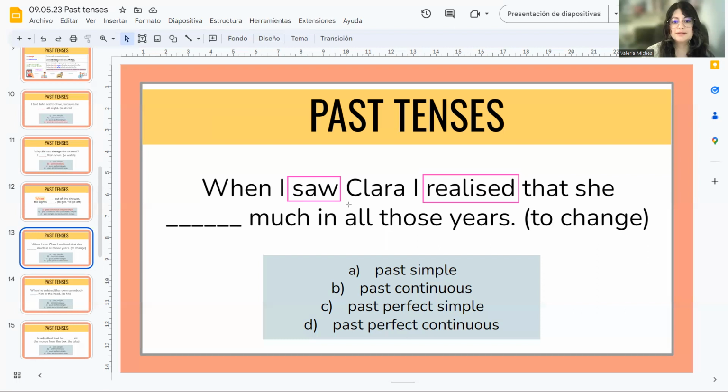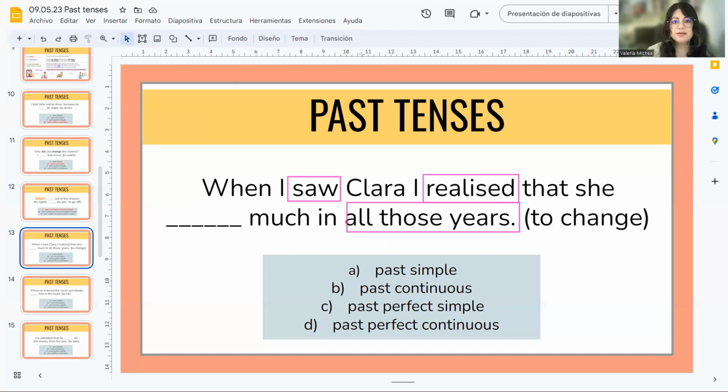Right. It's my opinion. All right, yeah, very good. Thank you very much. All right, so yeah, all those years, we have a reference in time. And then I saw Clara, I realized maybe those 2 happened at the same time. I saw her, I realized at the same time.